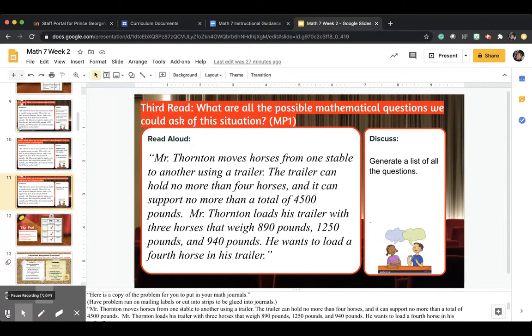Now it's time for our third and final read, and the focus is going to be what are the possible mathematical questions we could ask of this situation. So once again, I'll read it one more time for us.